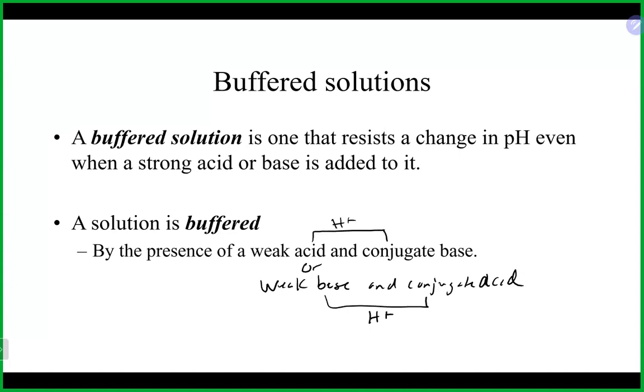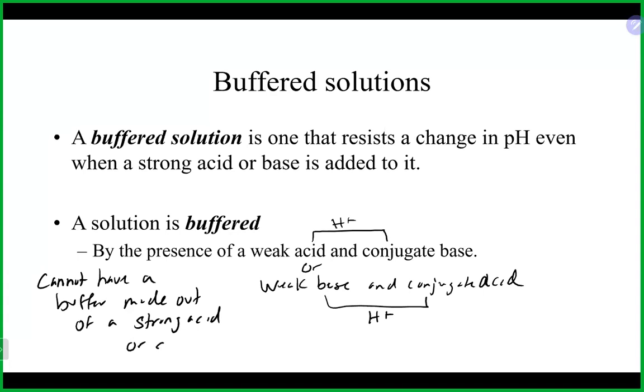They do have to be weak. You cannot have a buffer made out of a strong acid or a strong base. So if you ever come across a question where it's like, hey, can these things be a buffer? The first thing you want to do is identify what type of acid or base is there. And if it is weak, then you're probably good. If it is strong, then it cannot be a buffer.